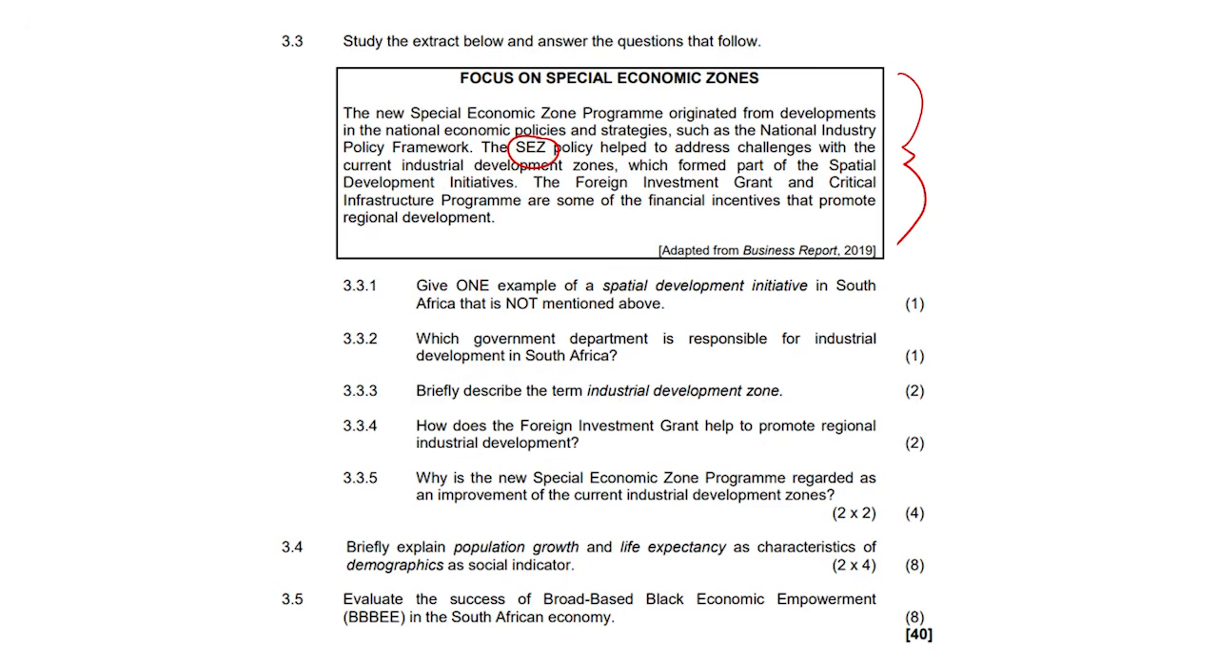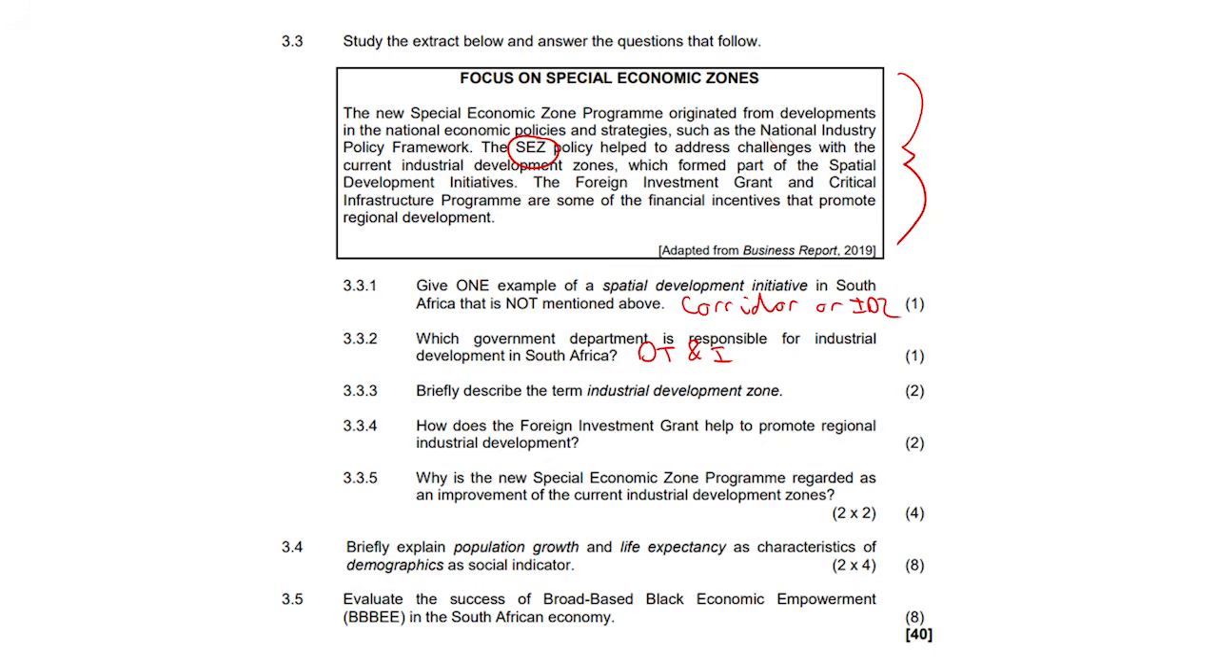So 3.3.1, give one example of a spatial development initiative in South Africa that is not mentioned above. The corridor, or the IDZ. 3.3.2, which government department is responsible for industrial development in South Africa? Industrial development, that is going to be the Department of Trade and Industry. So, Department of Trade and Industry.